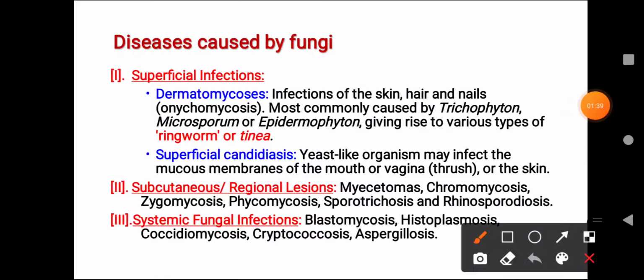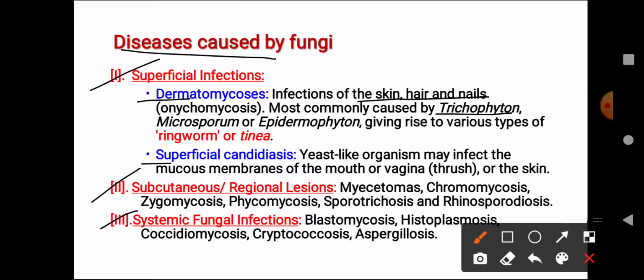Now let us look at the diseases caused by the fungi. These are classified as superficial infections, subcutaneous or regional lesions, and systemic fungal infections. In superficial infections, it may be dermatomycosis or superficial candidiasis. Dermatomycosis is the infection of skin, hair, and nails. It is most commonly caused by the trichophytons and microsporum, giving rise to the various types of ringworms or tinea.